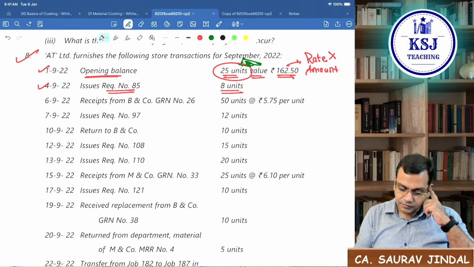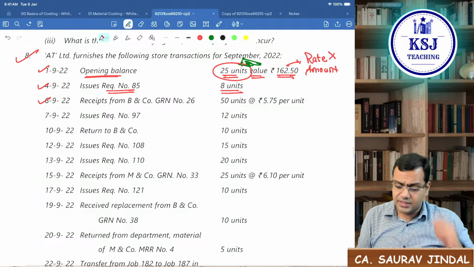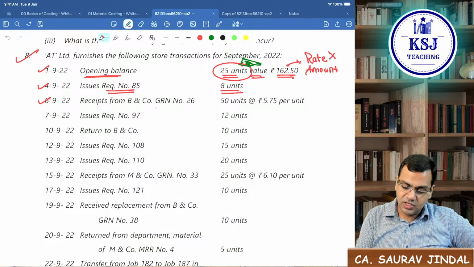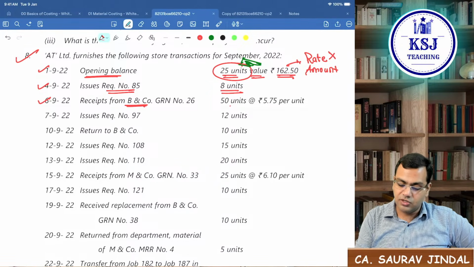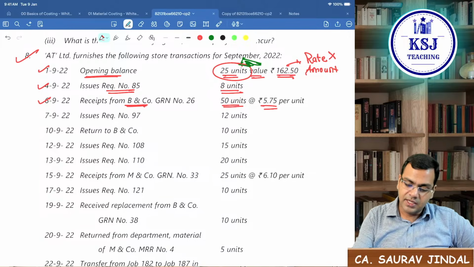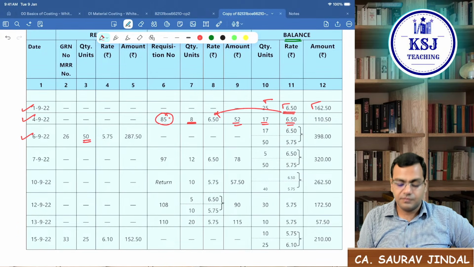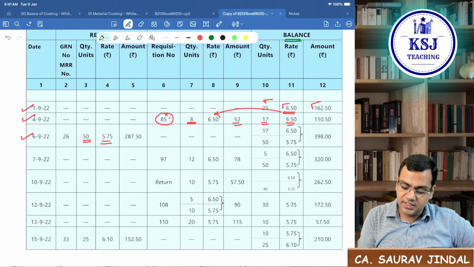Then 6th of September, receipts from B and Company, 50 units at 5.75. You have received a material from B and Company. You received 50 units at 5.75. So we will record here 50 units received at 5.75, 287.5.